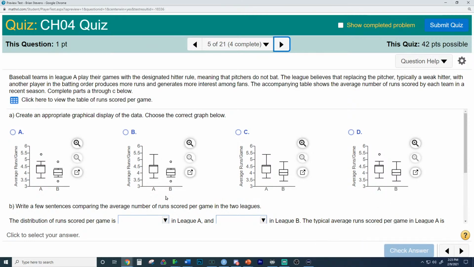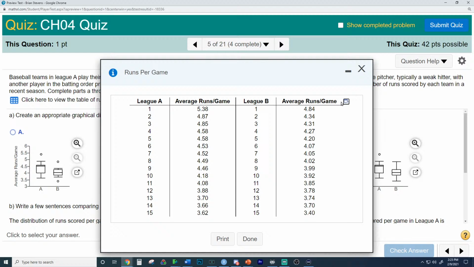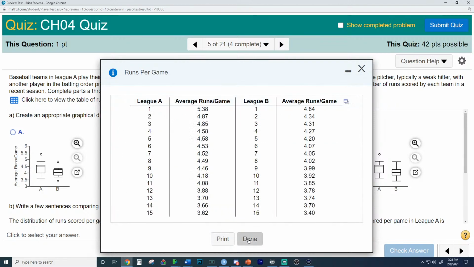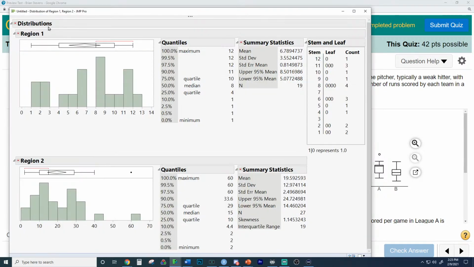Here we are with more side-by-side box plots. This is the baseball one. We did this one this week too. This one is best if you bring it over to JMP, and we're going to go here, make sure it's tab delimited. We're going to copy the data, and then we're going to jump over to JMP, and we're going to go to file.